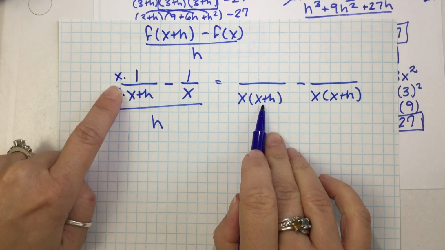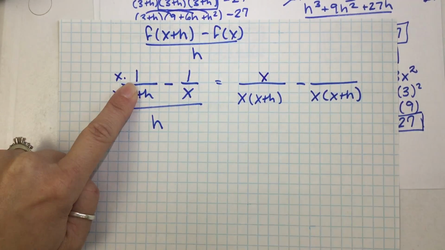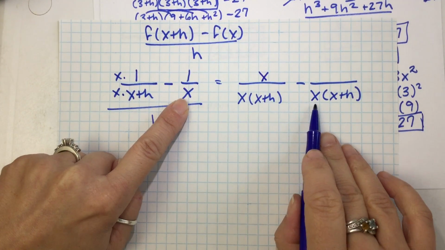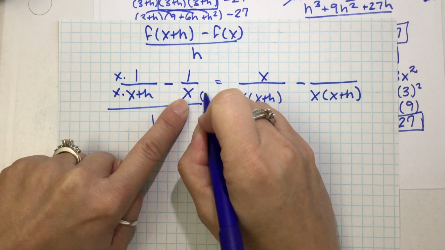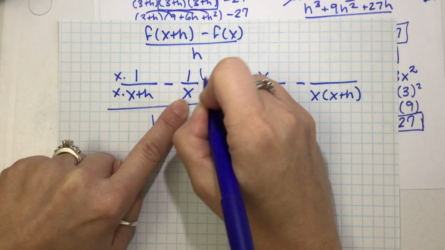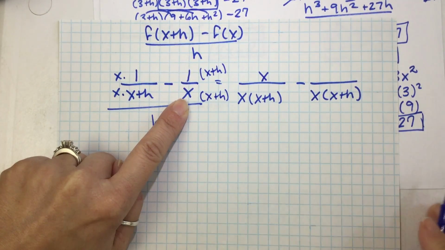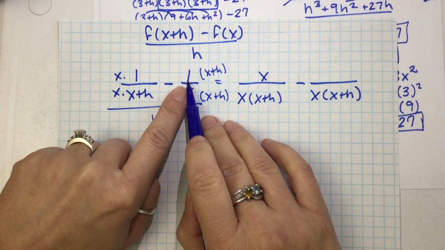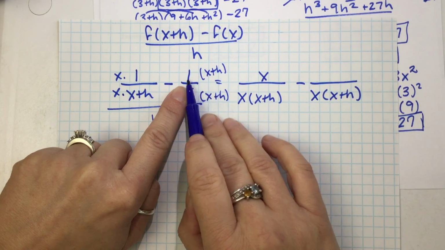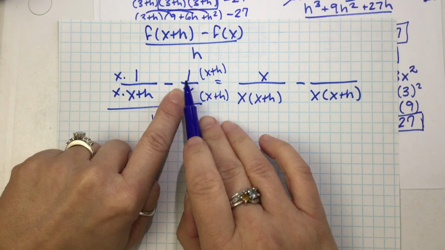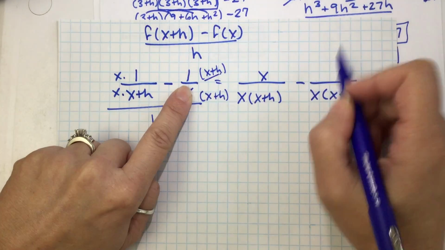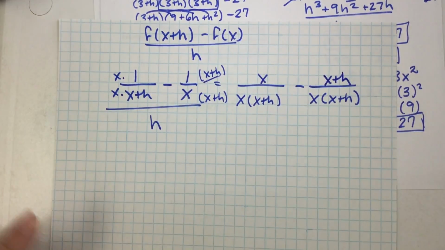That way I'll have the common denominator, 1 times x is x. Now here, the second fraction had the x. What that was missing is the x plus h. So I need to multiply both top and bottom by x plus h. Now here, 1 times anything, that's the multiplicative identity. If you multiply anything by 1, it keeps its identity. So this stays x plus h.